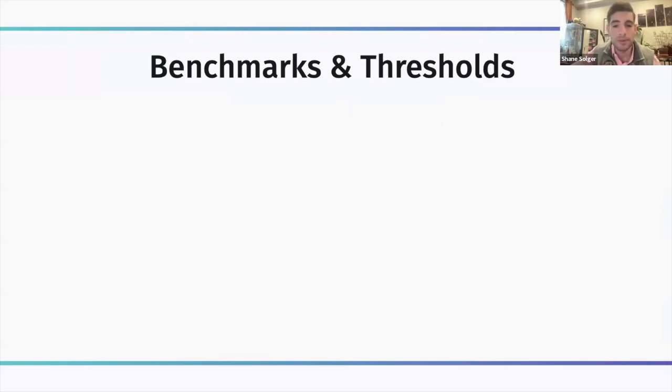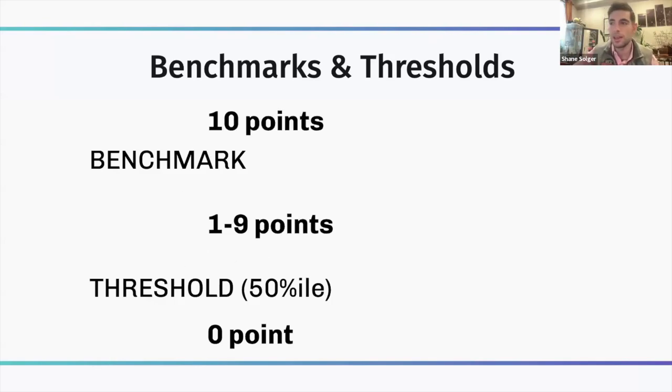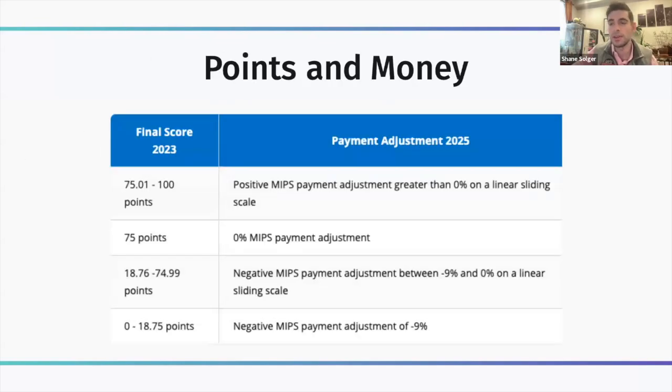A benchmark refers to the goal of the quality metric, or how much of that metric you do to get points. A threshold refers to the 50th percentile, and the benchmark usually means some sort of top percentile. So, if this is a benchmark and this is a threshold, if you do not meet the threshold, you do not get any points. If you make it between the threshold and the benchmark, then you'll get anywhere from 1 to 9 points. And if you meet the benchmark, you get full points, or 10 points.